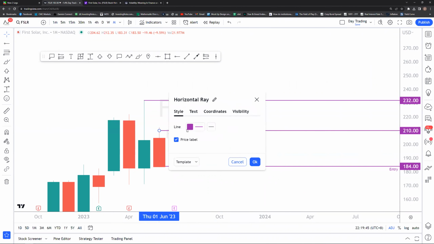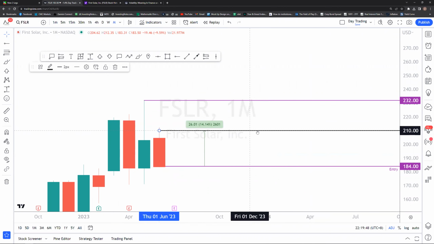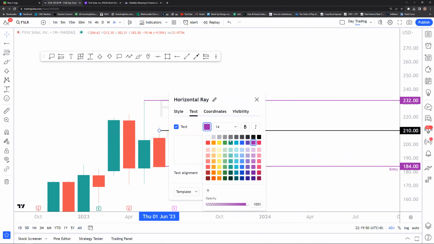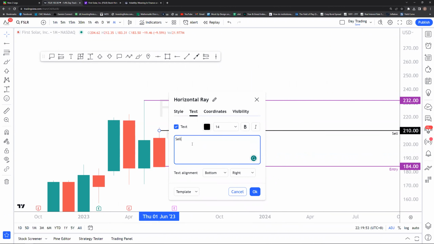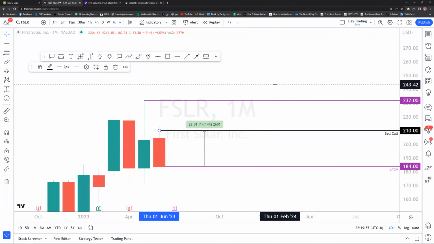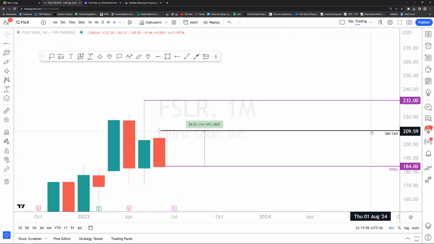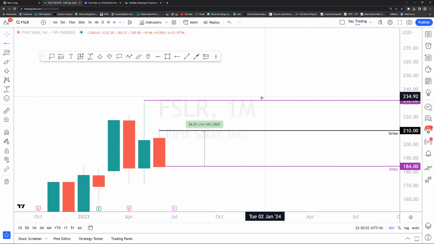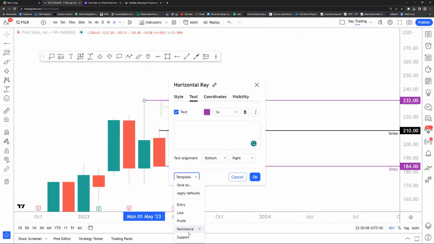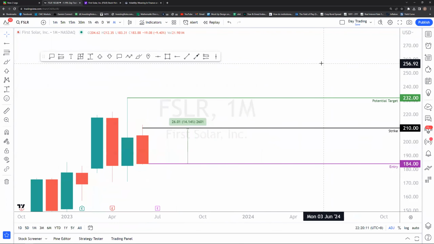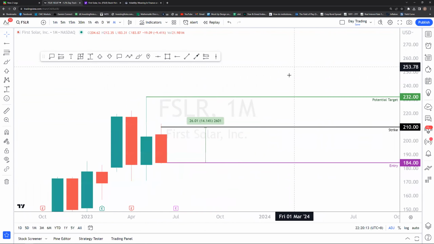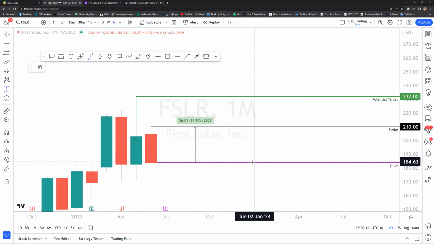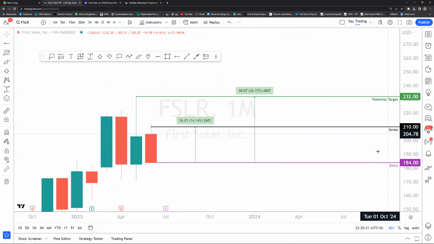Not sell call, this is our strike price. Now 232. Okay, this is our upside target profit. Because we are dealing with options, right, we don't need to care about stop loss lah. Okay, so our potential target is from 184 all the way to 232.